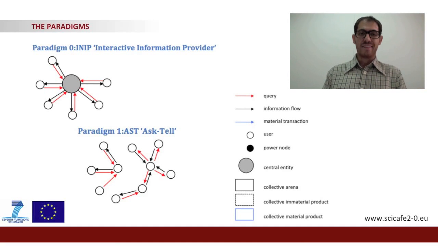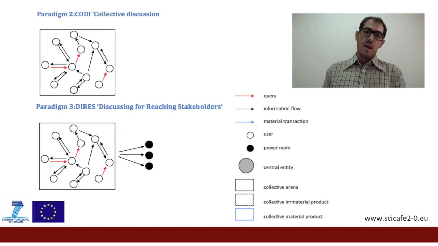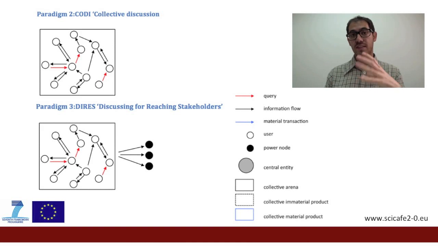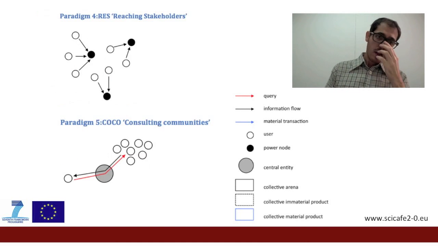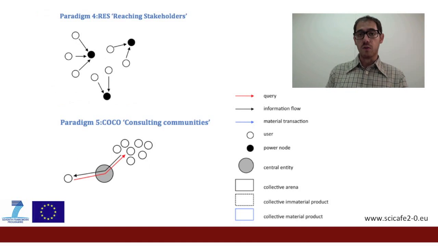Then we have a paradigm that we call the ask-tell paradigm, in which we have users which are in contact through the platform, and the main goal of the platform is to put them in contact to have questions and answers on some topics. Then we have two paradigms of discussion. You can see that they are very similar, but the second one is called discussion for reaching stakeholders, because in these paradigms we include platforms which have in their goal to specifically reach some stakeholders. So the discussion is not a simple discussion, but is directly addressed within the platform for the reach of the stakeholders. Then we have another paradigm which is reaching stakeholders without the discussion. This is different from the previous one.